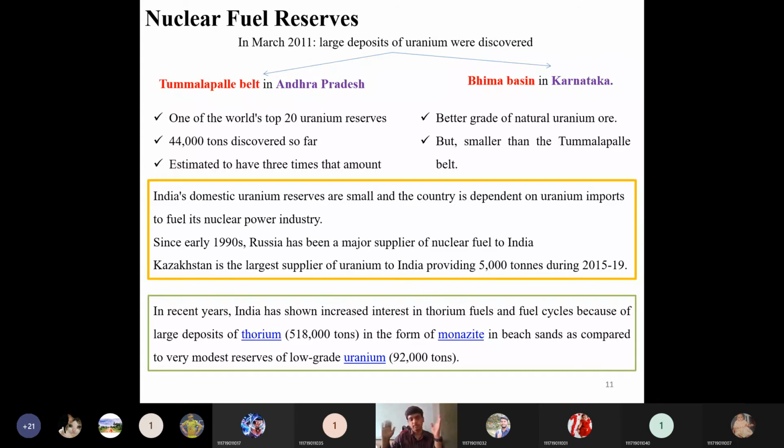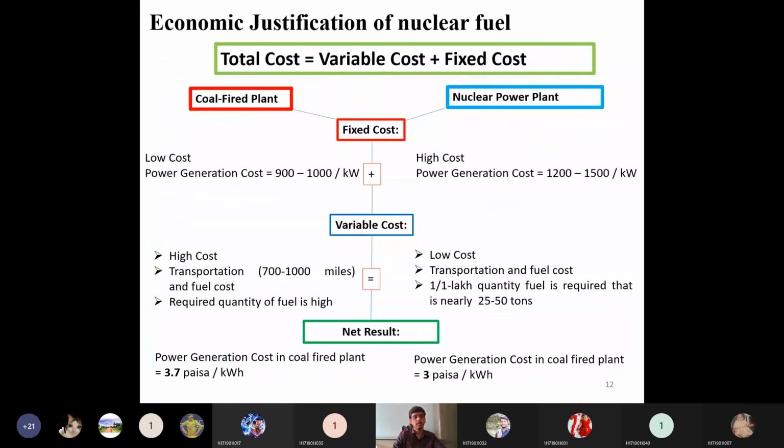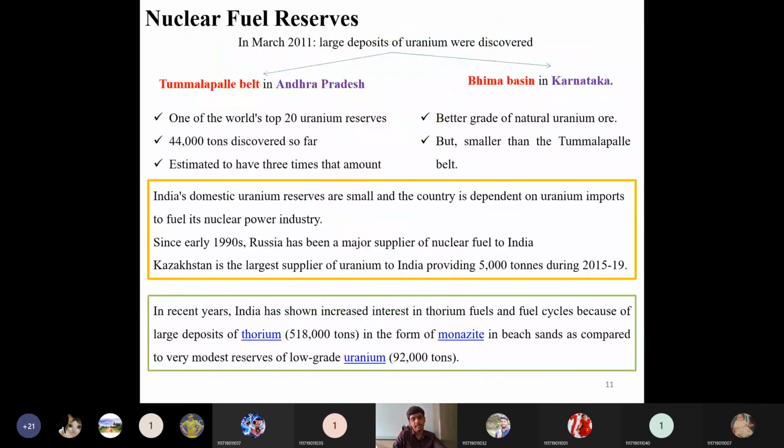So the thorium reserves are very huge in India, around 5 lakh tons, but that too in the form of monazite ore which is there in the beach sand, that we have to recover from the beach sand. So these are the nuclear reserves which are there in India. Some of the advantages and disadvantages of those reservoirs from Tumalapalli belt or Bhima basin. Until here, if you have any doubts.